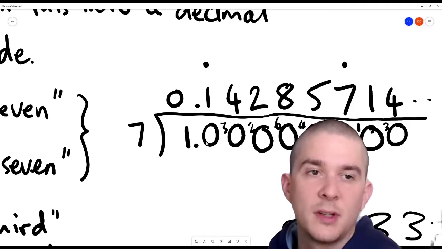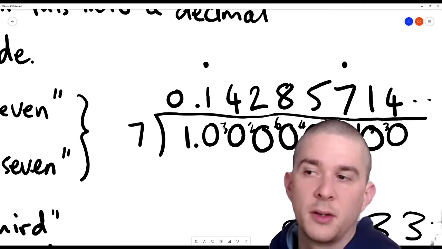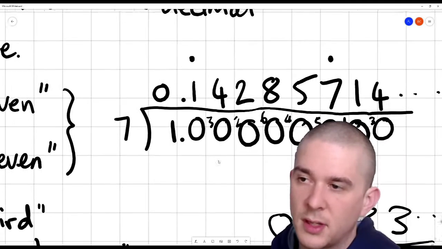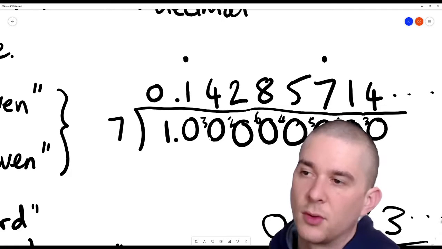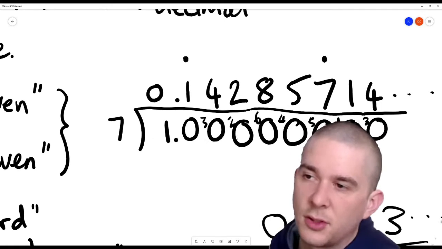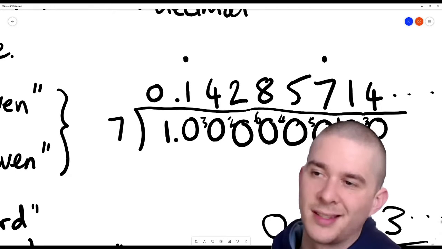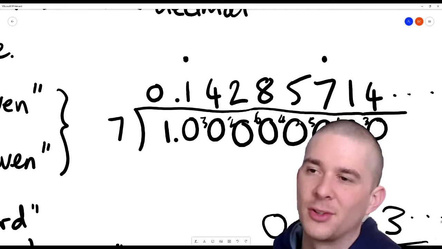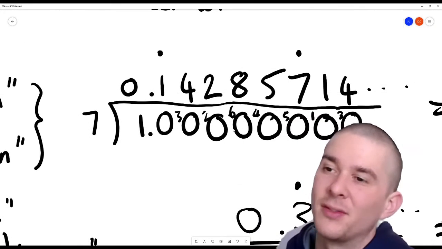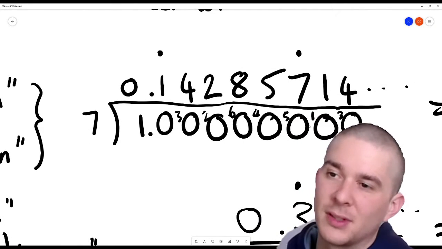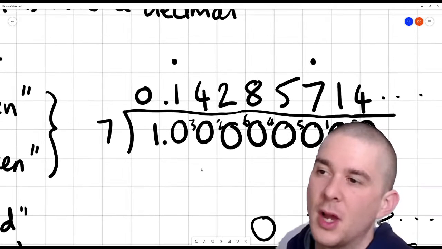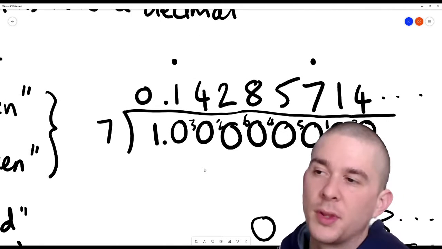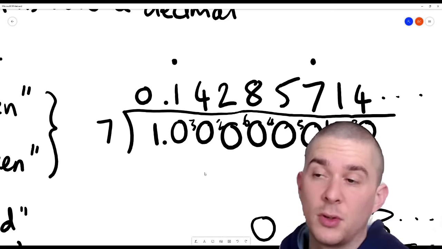So then we do 7 into 10, goes once, remainder 3. 7 into 30 goes 4 times, that's 28, so the remainder will be 2. 7 goes into 20 twice, that's 14, so the remainder is 6. 7 goes into 60 8 times, into 56, with a remainder of 4. 7 goes into 45 times, 7 goes into 57 times, 7 goes into 10 once, and so on and so forth. So if you're struggling with the division, that's something separate that you need to work on.